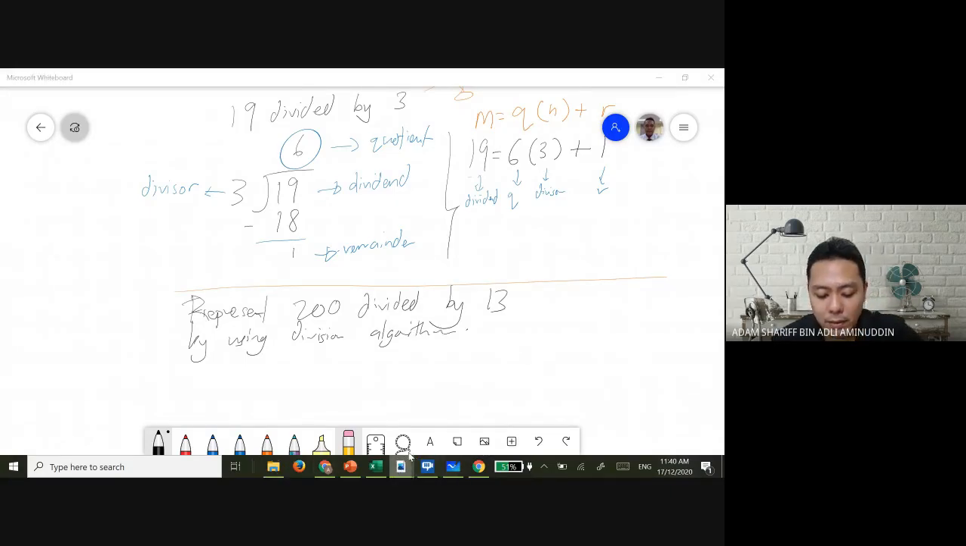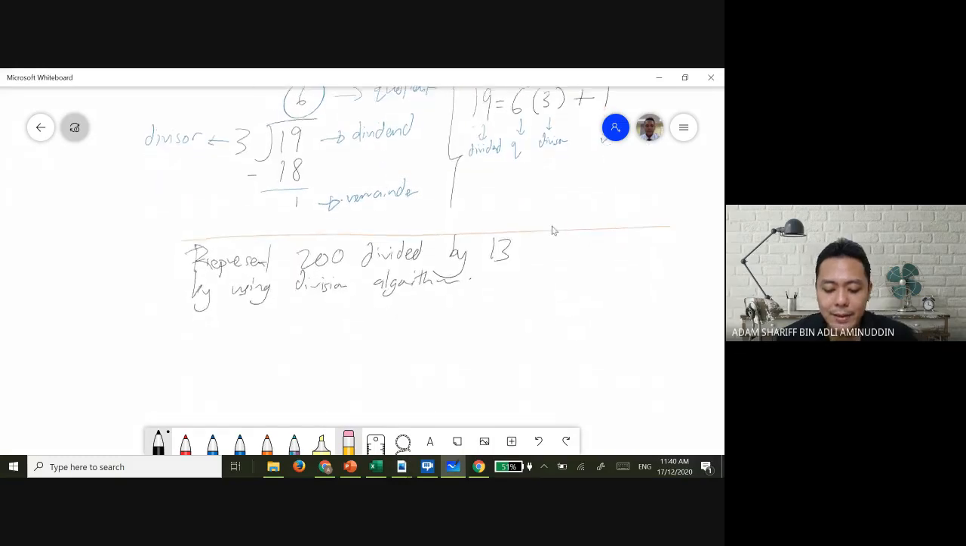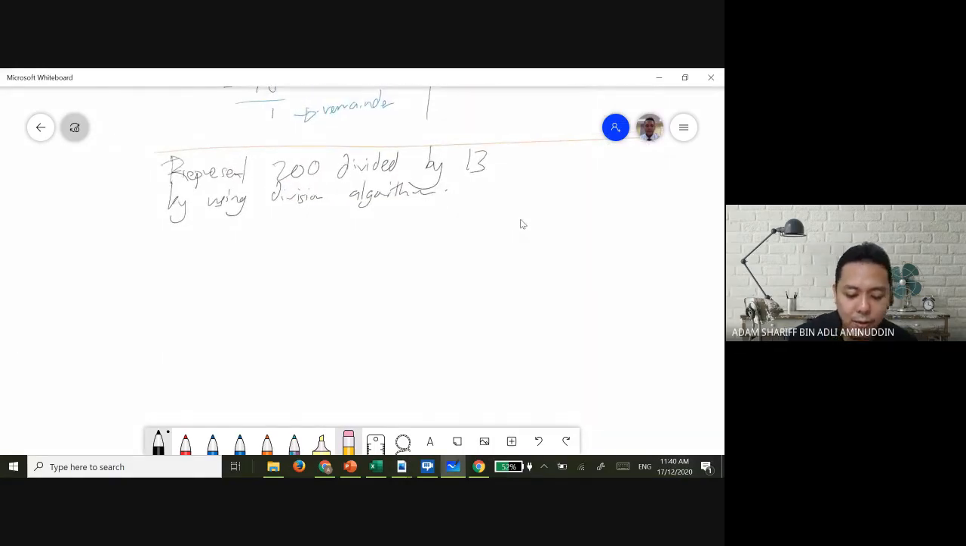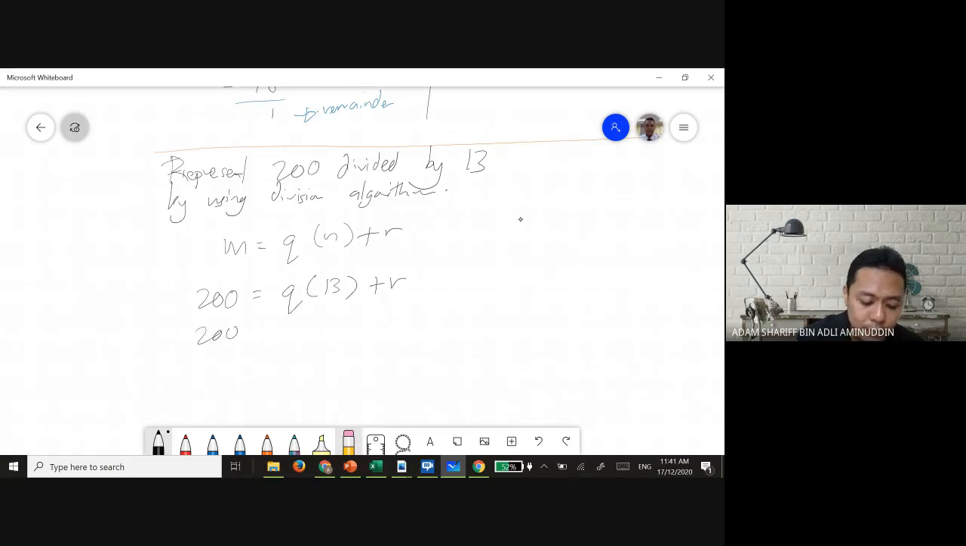Alright, what is 200 divided by 13? So you can get already the quotient. Okay, cuba guna kalkulator semua sekarang. 200 bahagi 13. Saya nak kamu biasa dengan form ini, bentuk ini: M equals QN plus R. 200 equals Q times 13 plus R. What will be Q? It is 15, times 13.